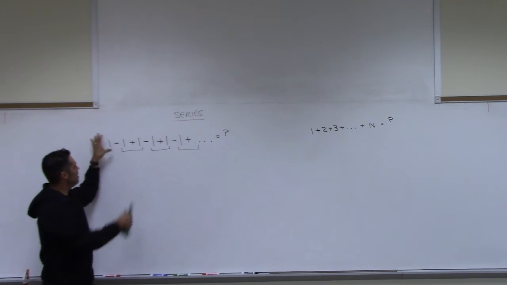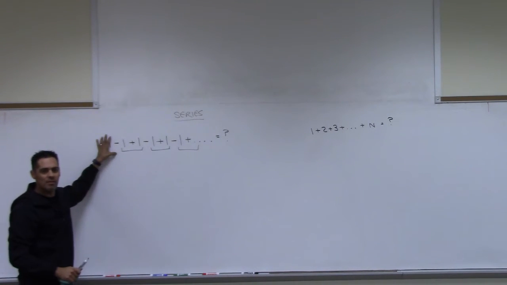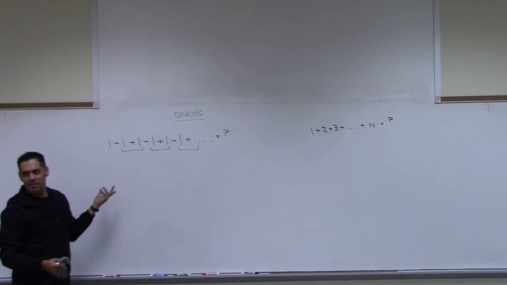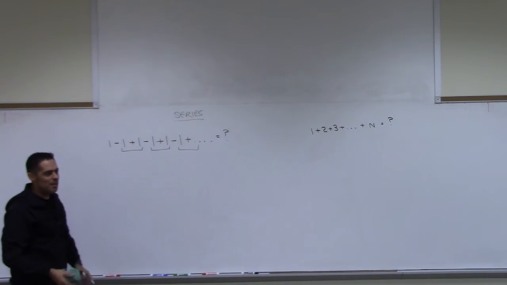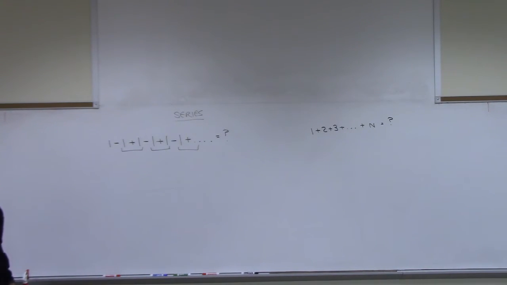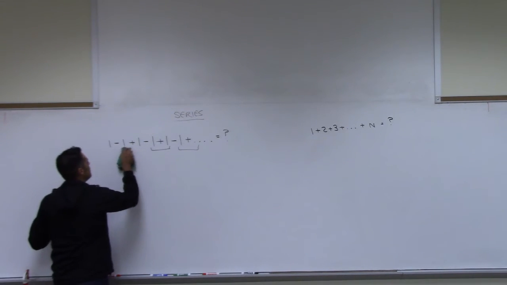You have 1 and then a bunch of nothings after that. So that would be 1. So maybe it's 0, maybe it's 1. It's kind of confusing, huh? A little bit? Okay, so let's try something.